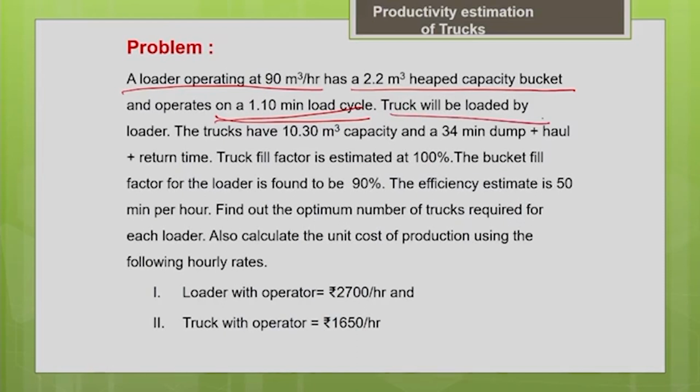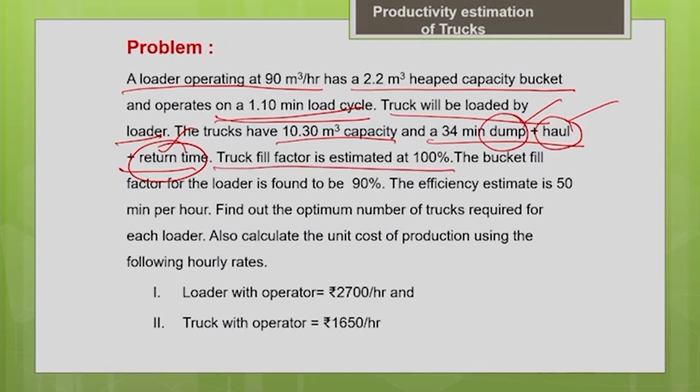The truck will be loaded by the loader, and the truck's capacity is 10.3 meter cube, with 34 minutes of dump plus haul plus return time. Other than loading, the time needed for dumping, hauling and returning is given directly to you. If it is not given, then you have to go for the performance chart to find out the haul time and the return time, and you can go by the manufacturer's data for the dump time.